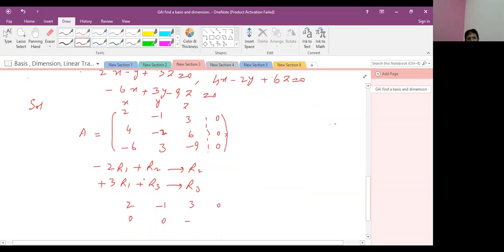So when we apply the operation, student, 2, 3 are 6, it means 6 plus 6, it is 0. And 0 as it is. So when we multiply the first row by 3, 3 to the 6 minus 6, it is 0. And minus 3 plus 3, it is 0. And 3, 3 is 9, minus 9, it is 0.